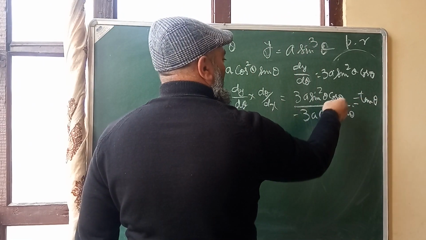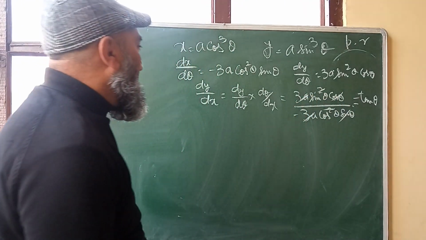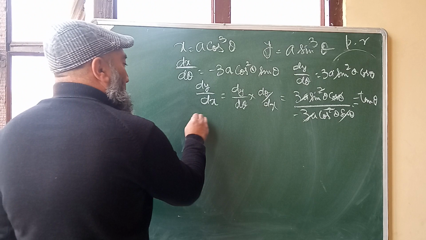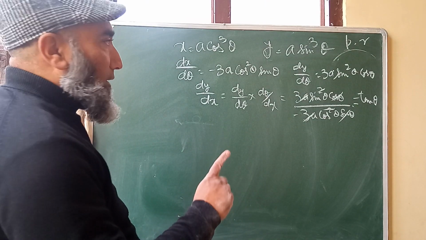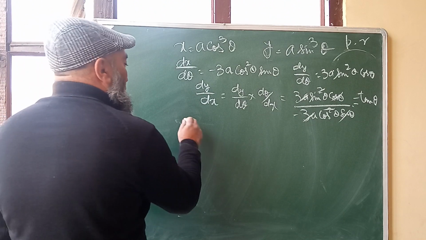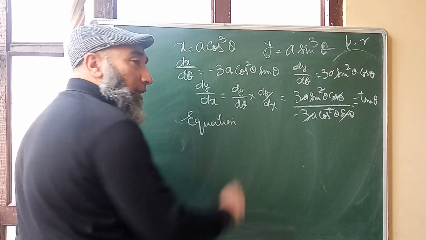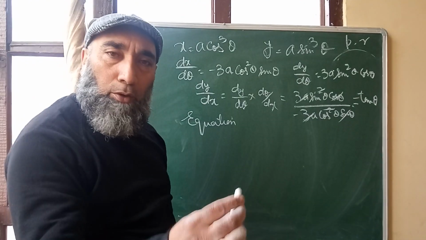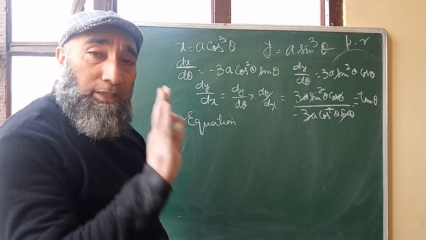Right? Cos, sin, 3a minus tan theta. What about this? Is dy by dx. Now, equation of tangent. Because I have to find equation of tangent, then and only then I can find P, perpendicular from the origin upon the tangent. This is the Cartesian form.